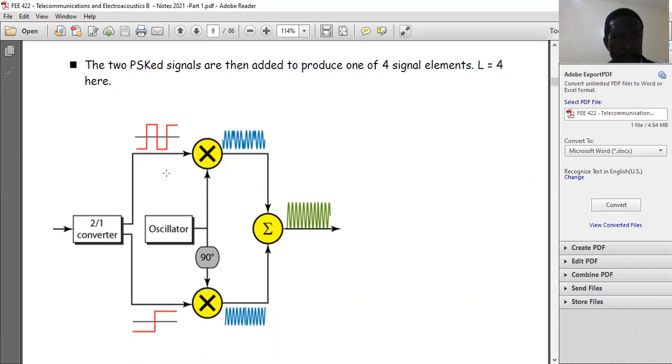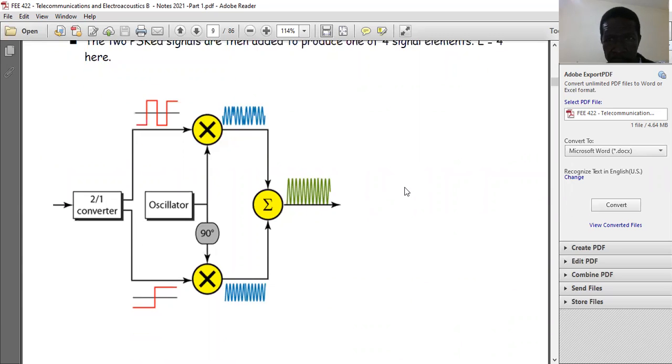So in this case, we'll have a 1-to-2 converter. In other words, the data comes in a serial stream, and then you output them two at a time. So one part goes one way, the other part goes the other way, and you will then have multipliers by carriers 90 degrees out of phase with the other.